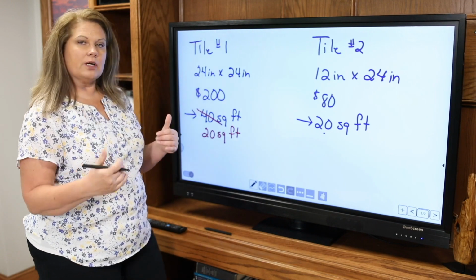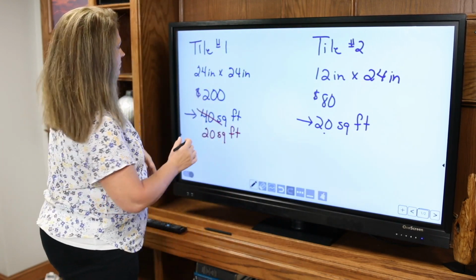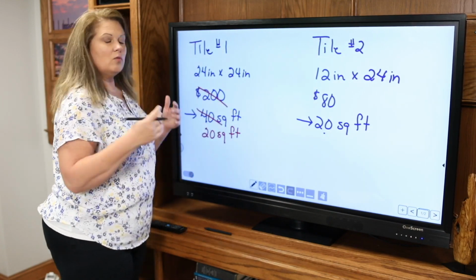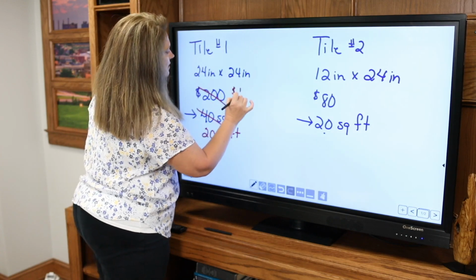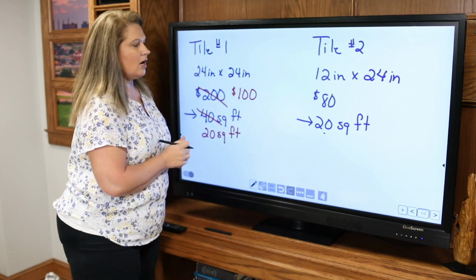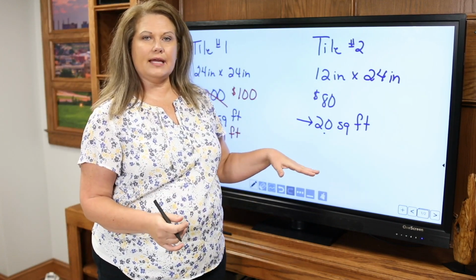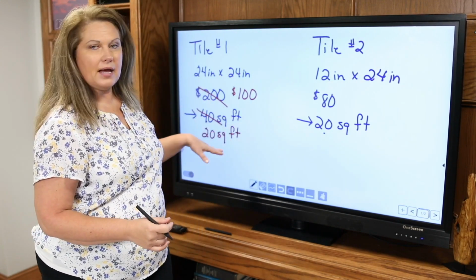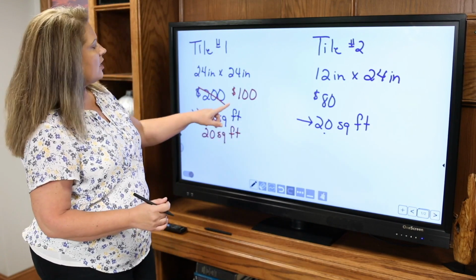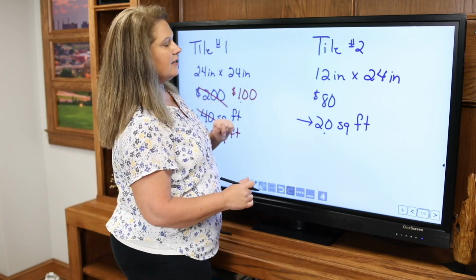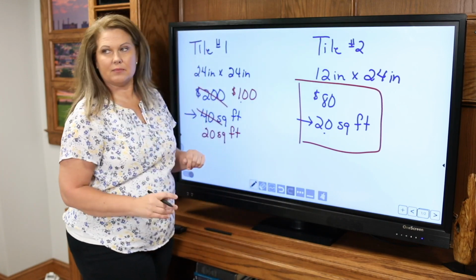If we divide the square footage by 2, we also have to divide the cost by 2. And when we divide 200 by 2, it gives us $100. So right here, we actually don't have to go all the way down to unit rate, because we can get the same amount of footage or the same units and then compare the price. So comparing $100 to $80, this one is going to be my better buy.